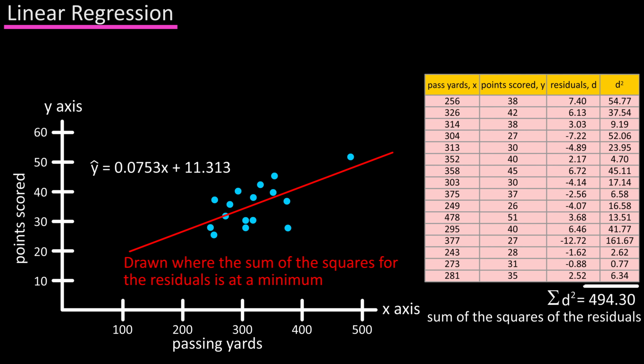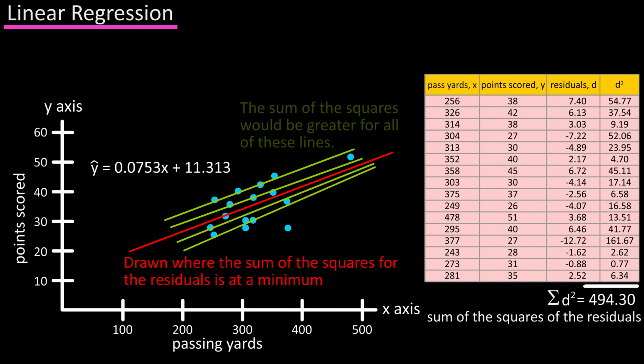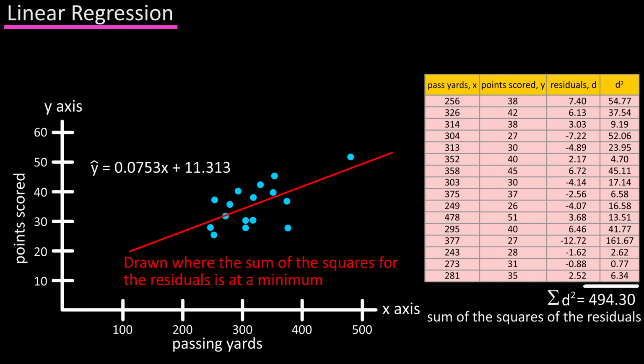So, for instance, we could draw in, say, 4 other lines. But for any of these other lines, if we were to square up and sum all of the residuals for each of the lines, they would all be greater than the sum of the squares of the residuals for this line. Y hat equals 0.0753 times x plus 11.313. So this is the line of best fit.